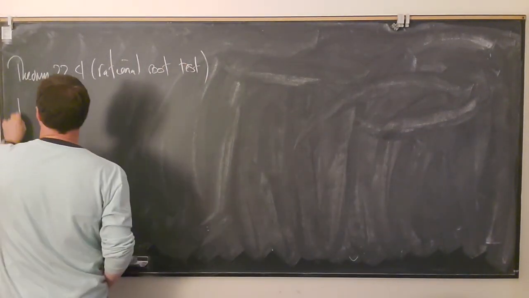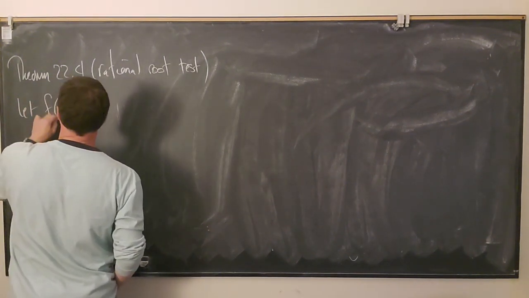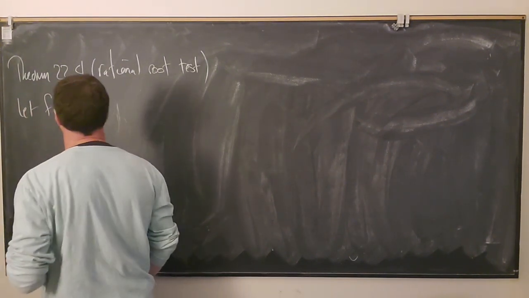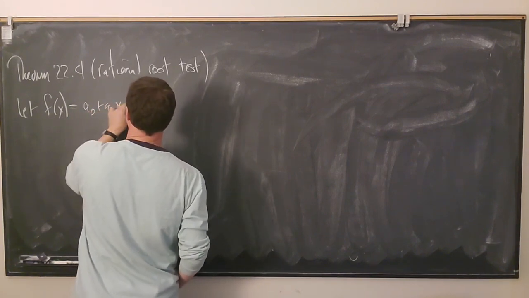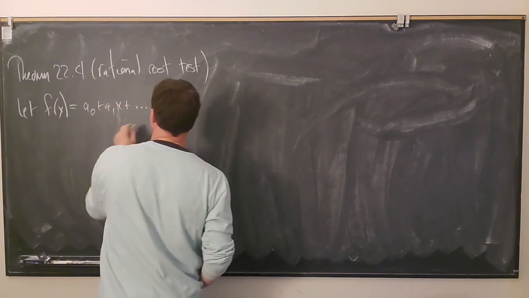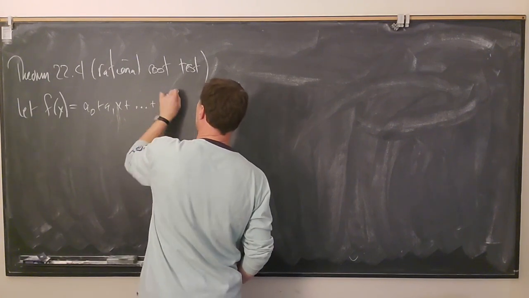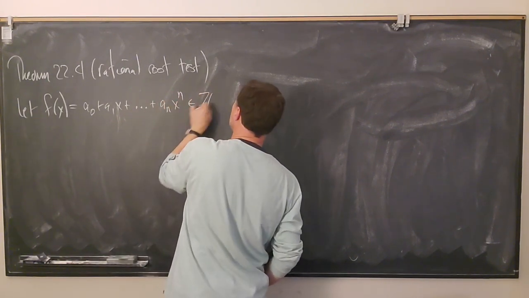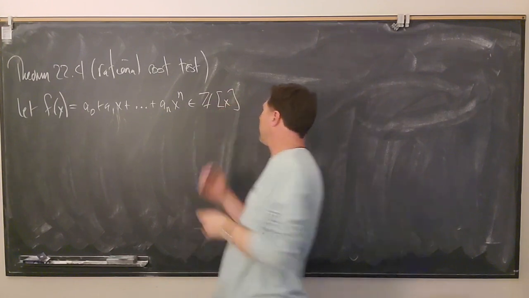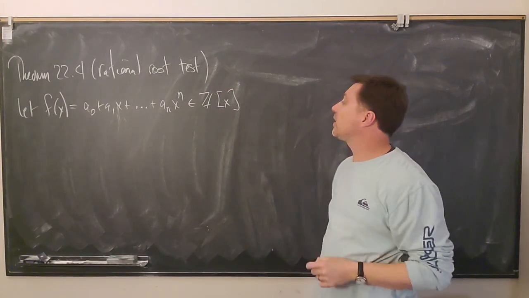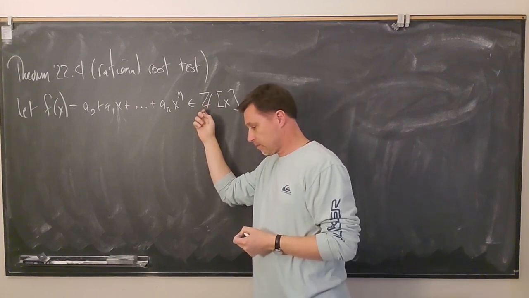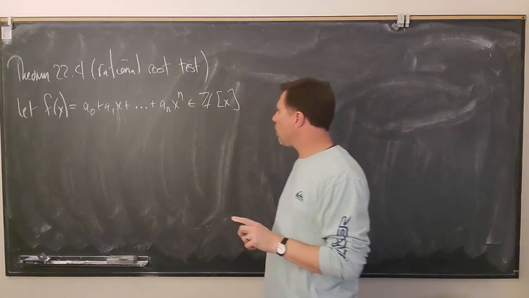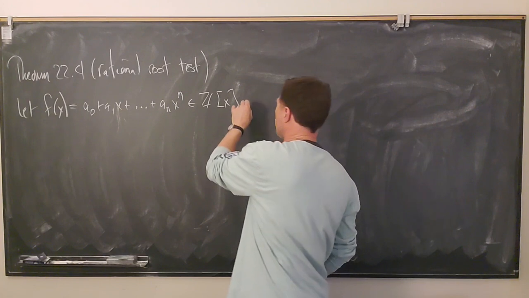So let's see. Let f of x equal, so I need some polynomial, a0 plus a1x plus dot dot dot plus a sub n x to the n. And I want this to be in Z bracket x, right? The Greeks were interested in polynomials that had coefficients in Z. But as I said, they're okay with rational roots.